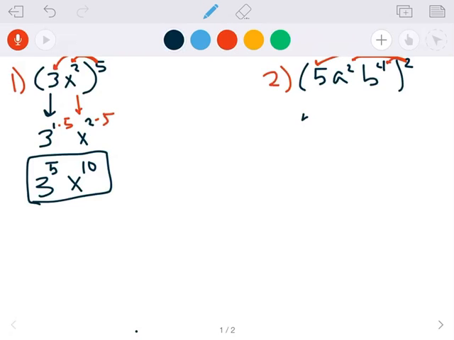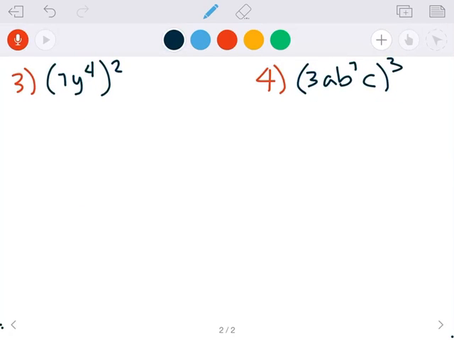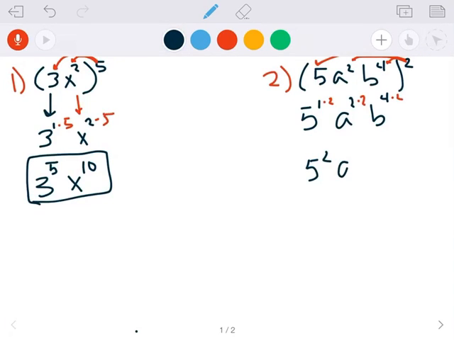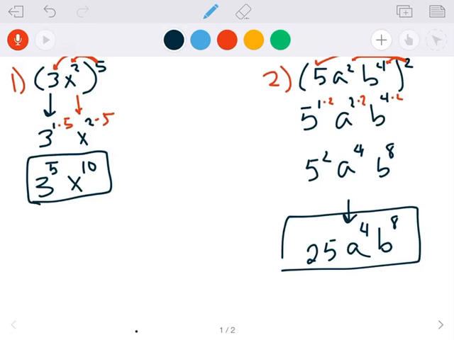And 5, remember, has a power of 1. A has power of 2 and B 4. And I'm just going to multiply each power by the outside exponent. This becomes 5 to the second power, A to the 4th power, and B to the 8th power. And I can definitely simplify that more. Boom.